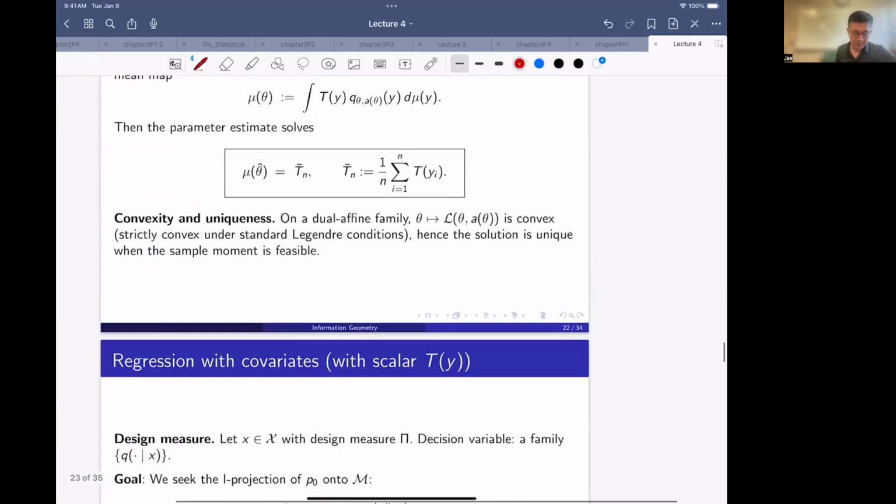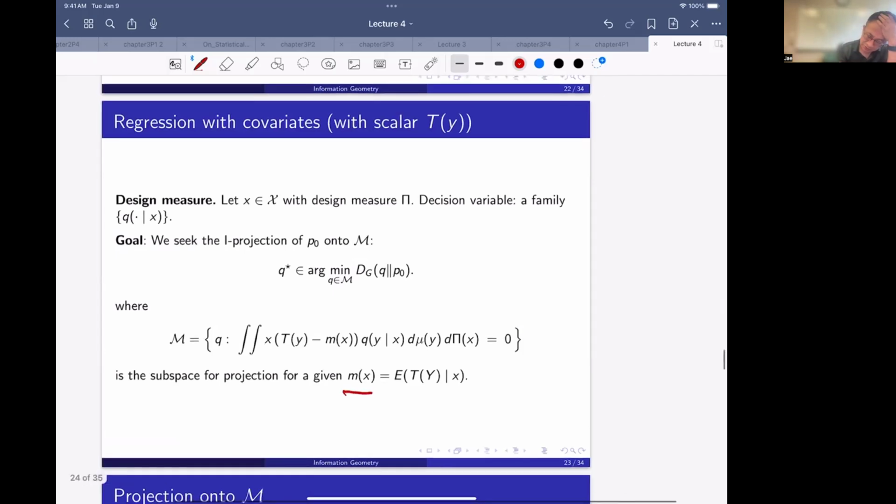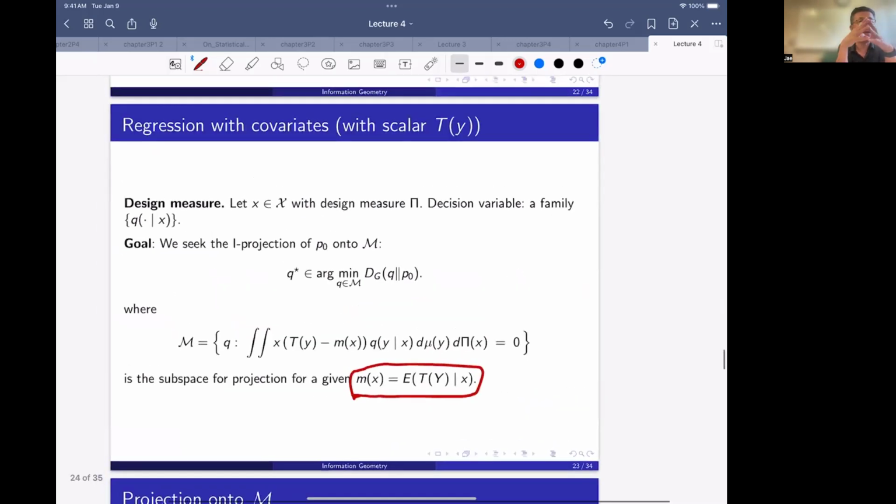Okay, so that is the main thing. And now let's extend it further to the covariate regression problem. Suppose you have a covariate, and you have this function m(x), and suppose you know this one, and then you want to use it to build an affine space, and then apply the projection. So that is the goal.